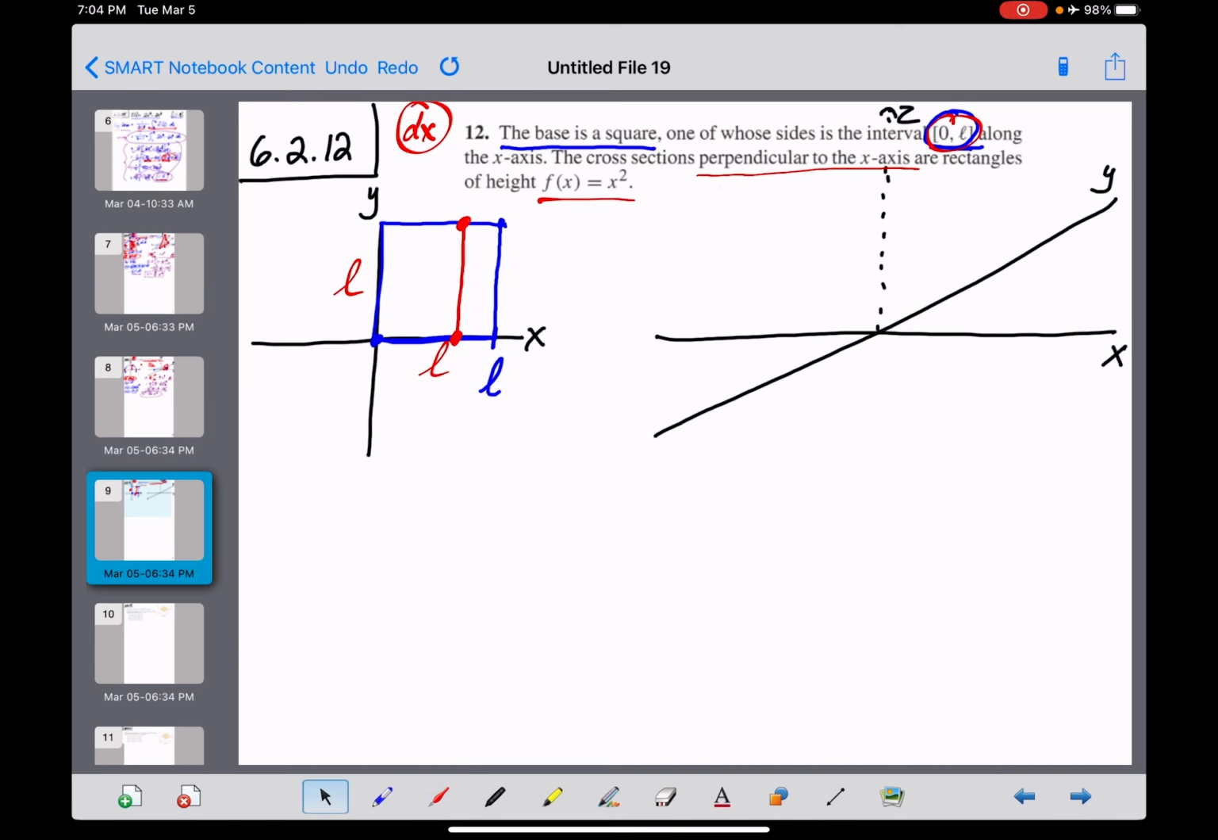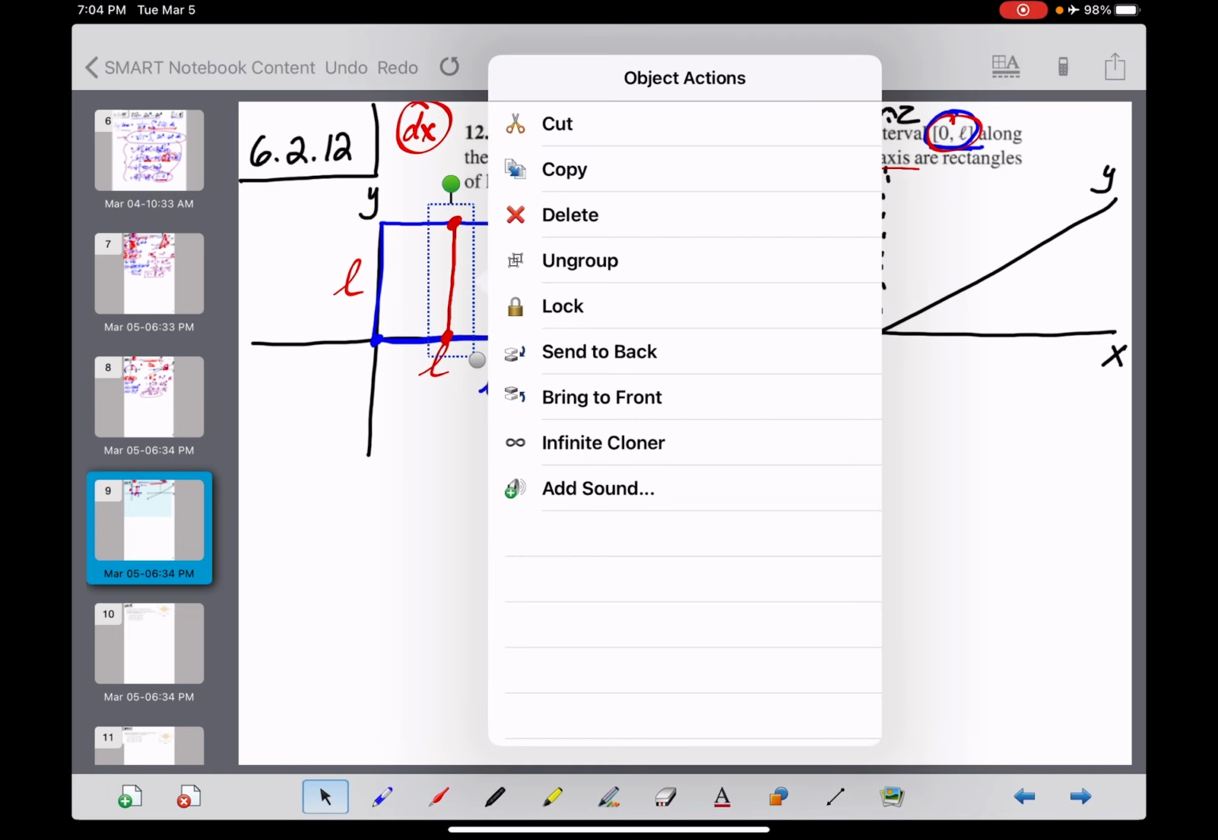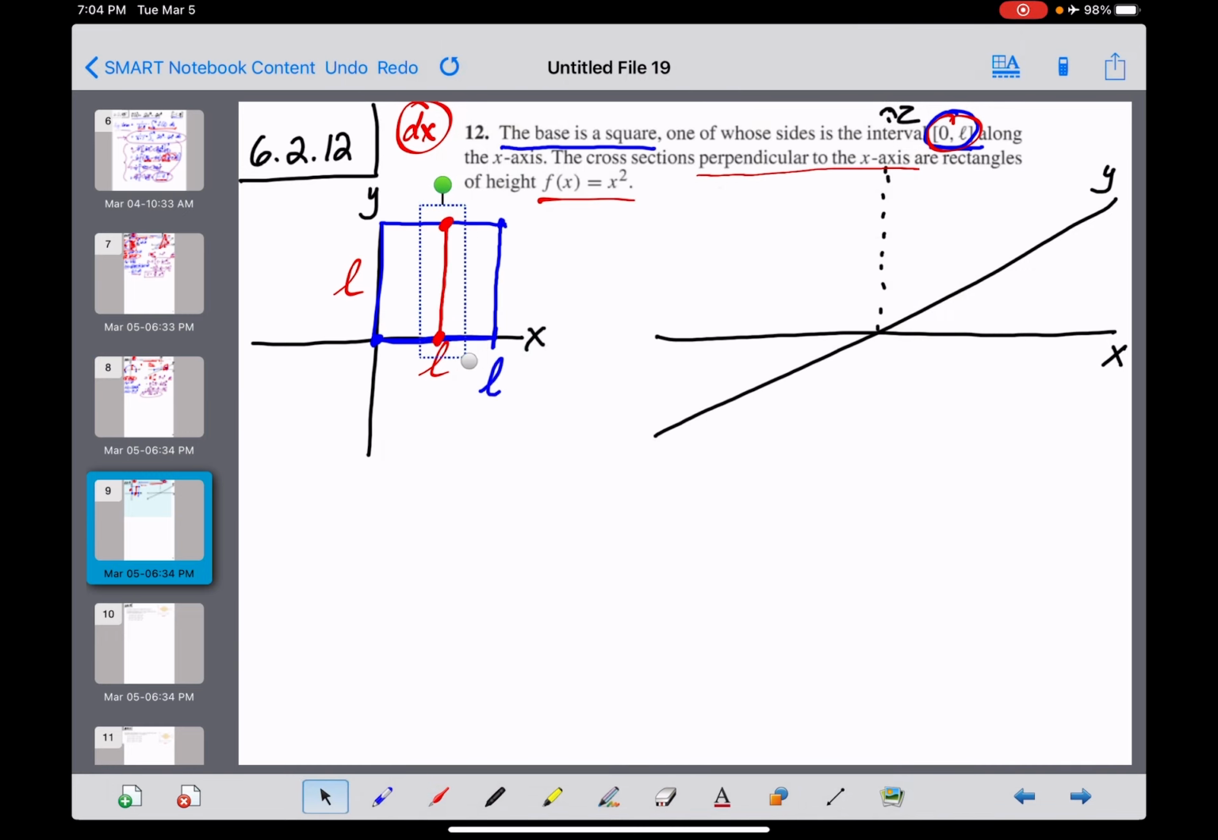But in this problem, you guys, if I take that segment there and I move it a little bit to the left or a little bit to the right, because our concrete foundation, our base, is a square, that piece right there is going to remain constant.